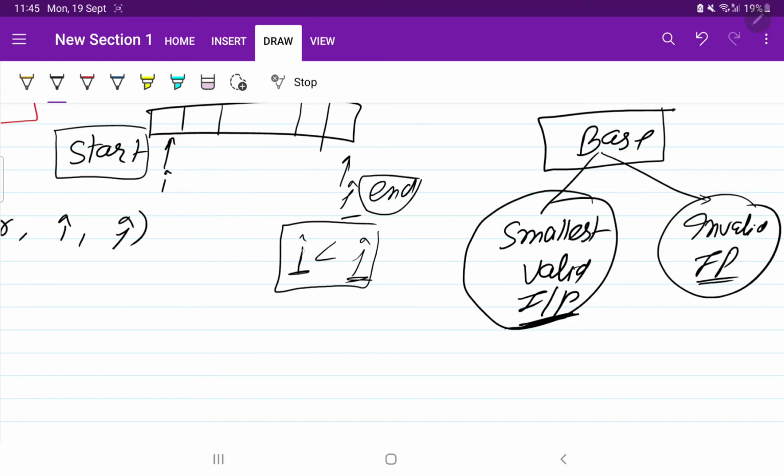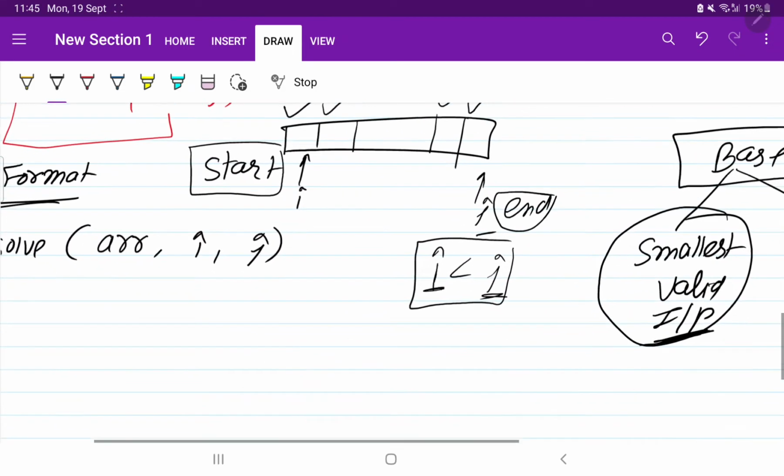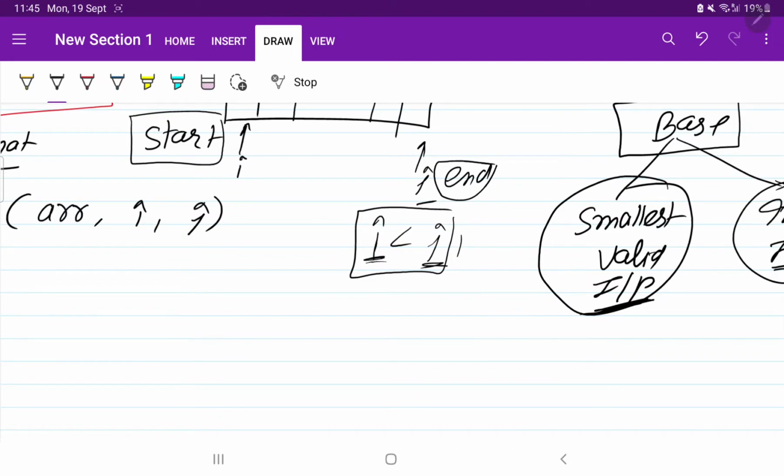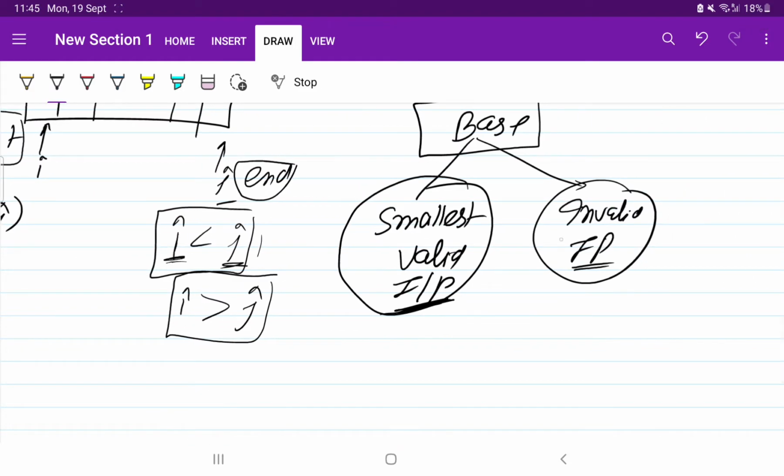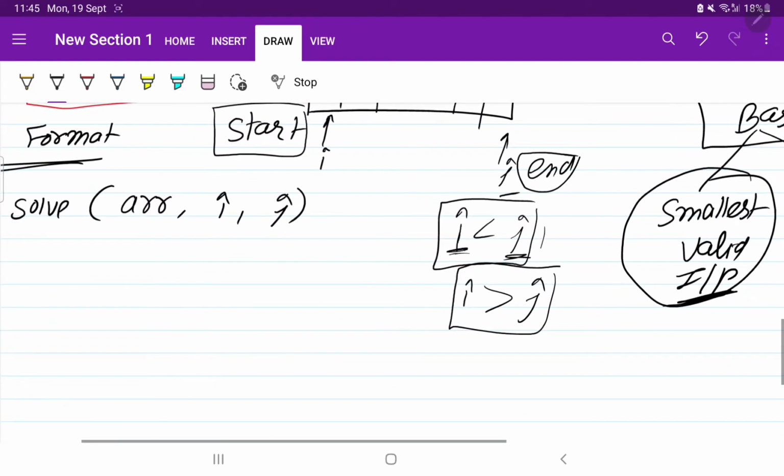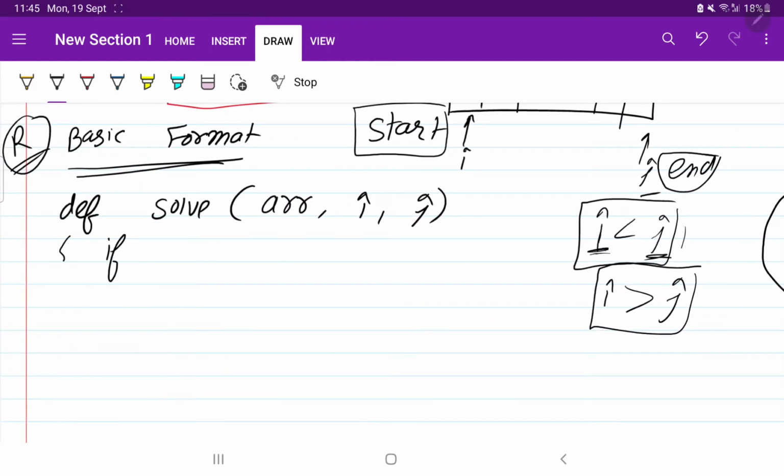So generally what is going to change? I told you i and j are the starting point and ending point. So the starting point is always less than the ending point. Suppose the starting point is greater than the ending point, is it a valid situation? No, it's an invalid situation. So the smallest invalid situation will give us the base condition. So you will say that if starting point i is greater than the ending point, we have to return 0. Perfect.